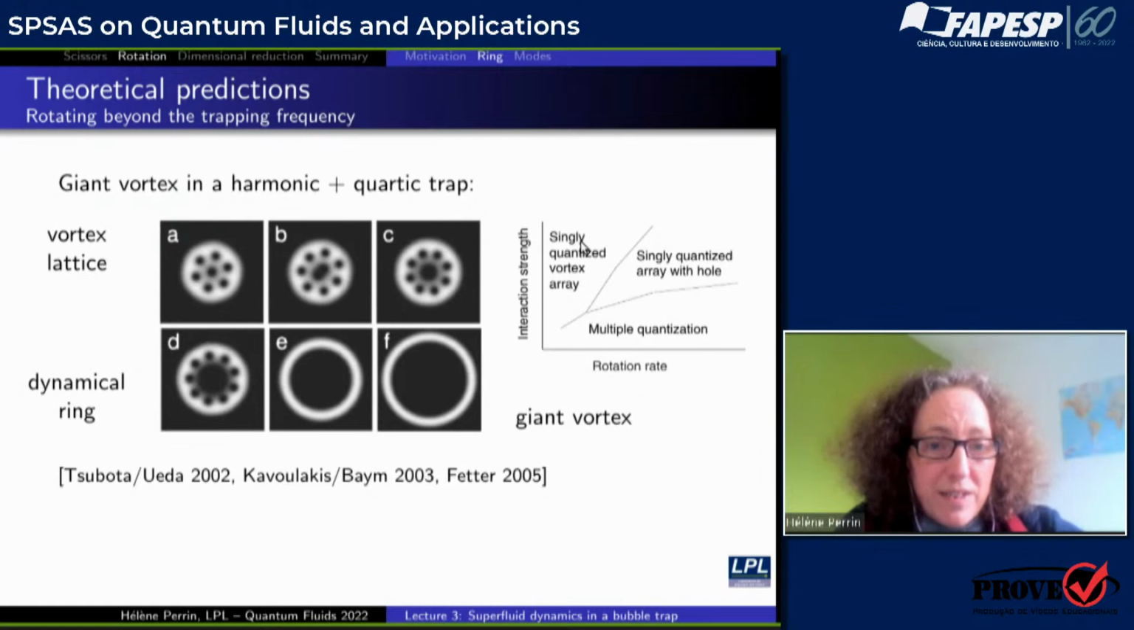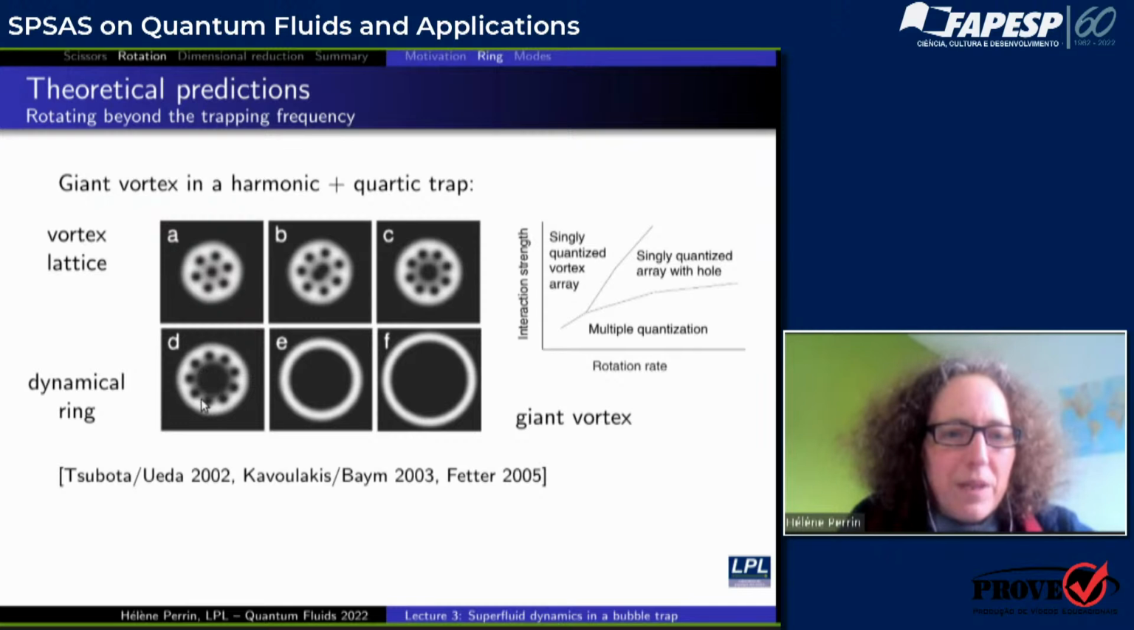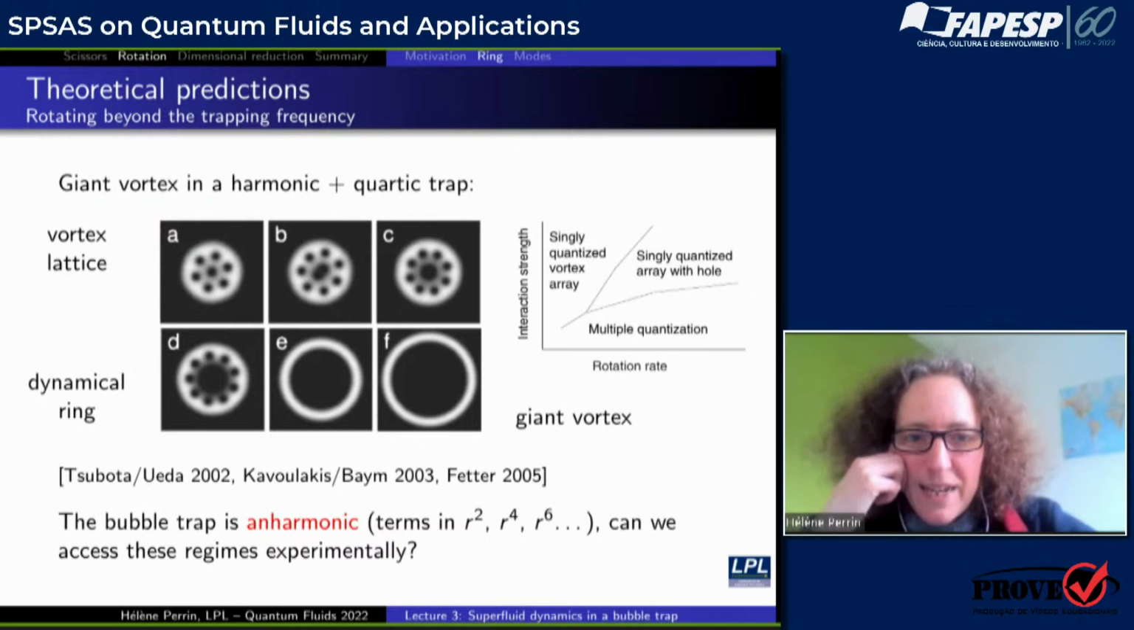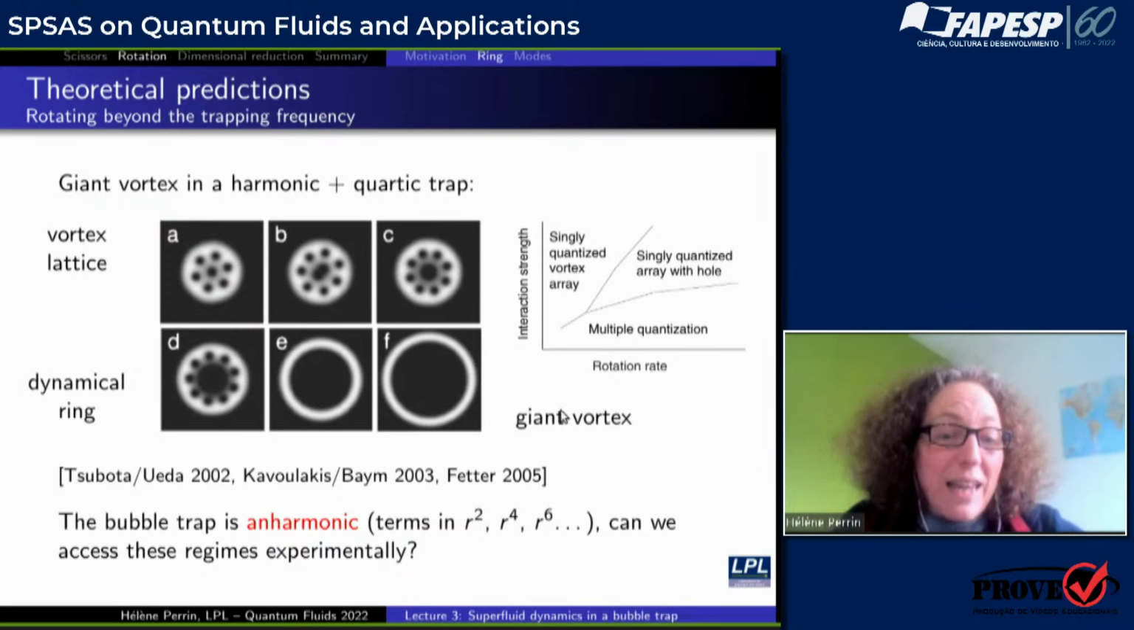Now, if you rotate faster, you will create a depletion in the center. So this situation corresponds to singly quantized vortices with a hole in the center, and this is what I will call a dynamical ring. And if you rotate faster and faster, at some point, all the vortices will be brought to the center and you will have no more vortices in the bulk. This is called the giant vortex, where you just have a single flow without vortices, which is multiply quantized. So the question is, can we explore this phase diagram in the bubble trap? Because this bubble has, of course, anharmonic terms much larger than just r squared.